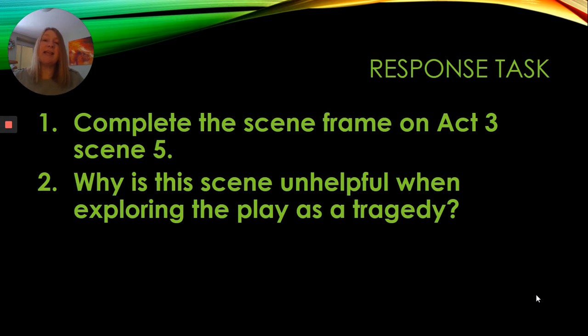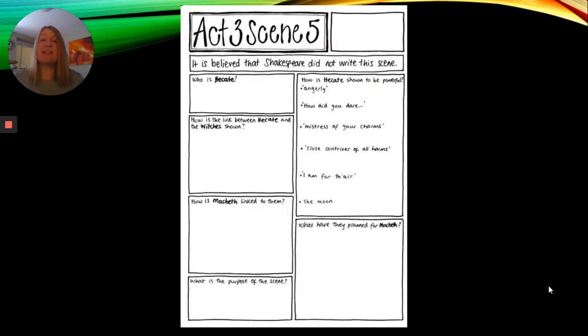And secondly, it would be good for you to build a decent, extended paragraph that explains why this scene is unhelpful when we explore the play as a tragedy. So you're looking at the idea of the tragic hero and why this scene doesn't help us think about Macbeth in quite the right way. So there are two activities for you to do, and this is the scene frame.